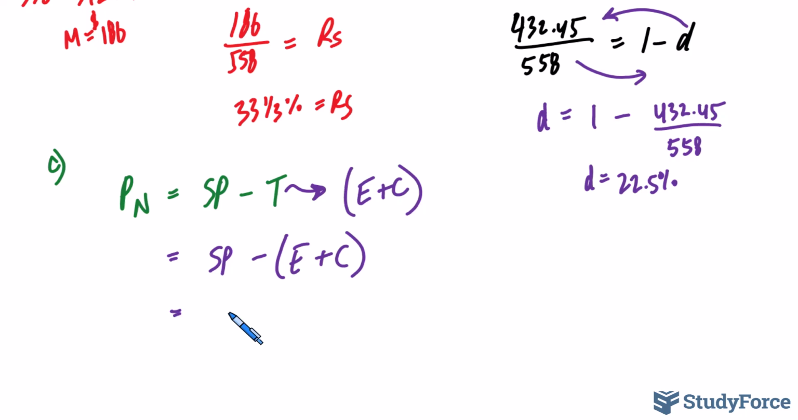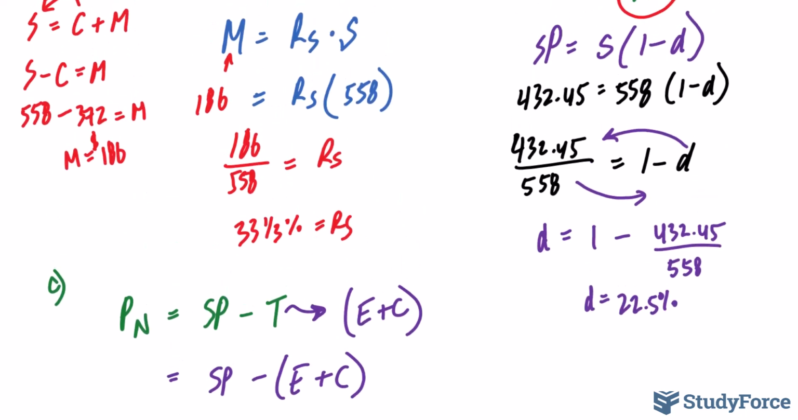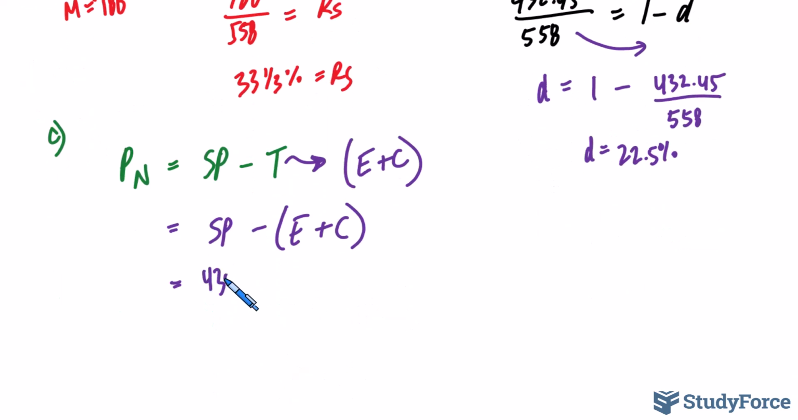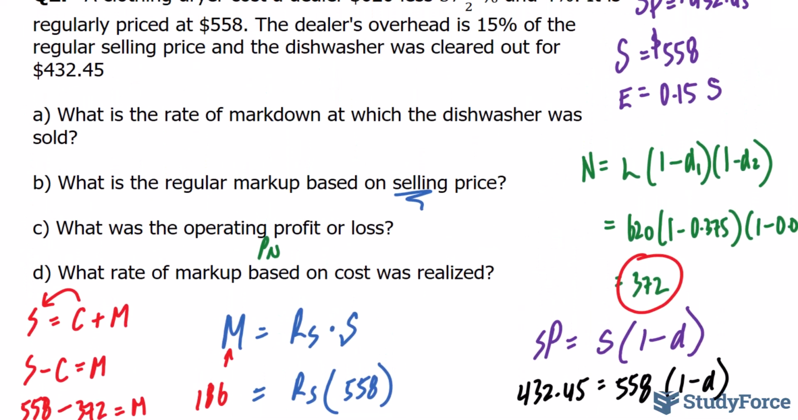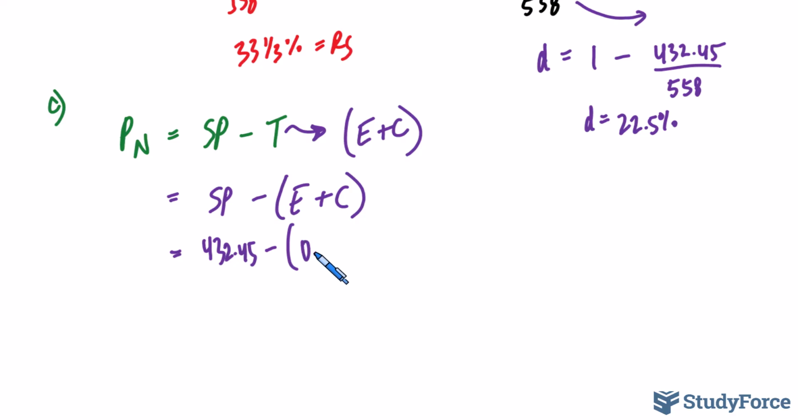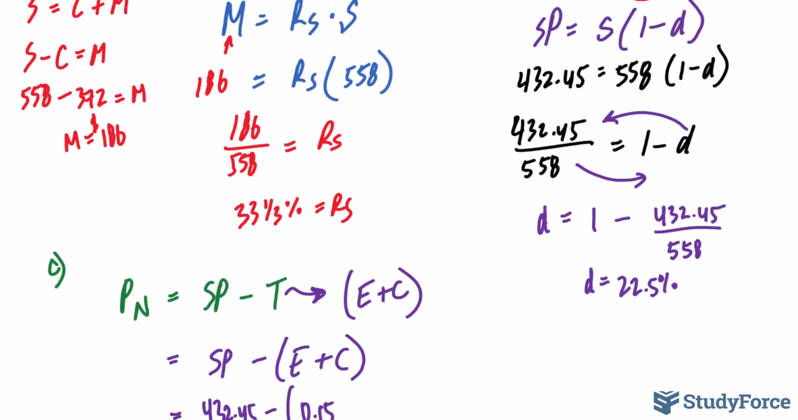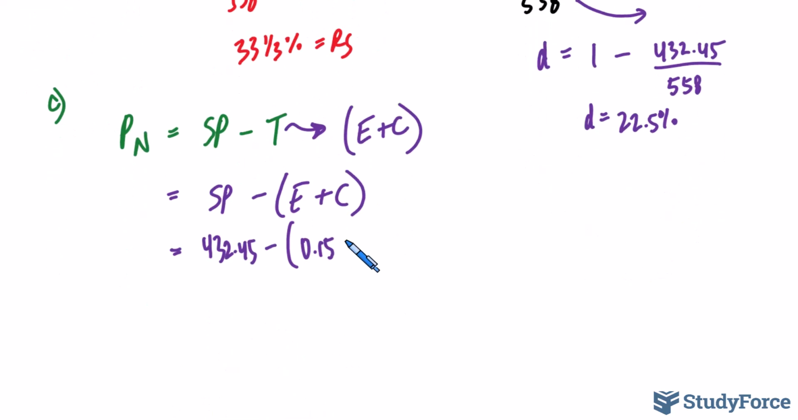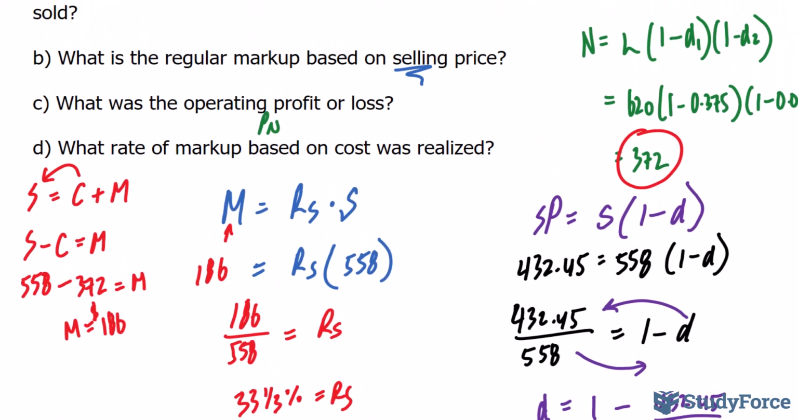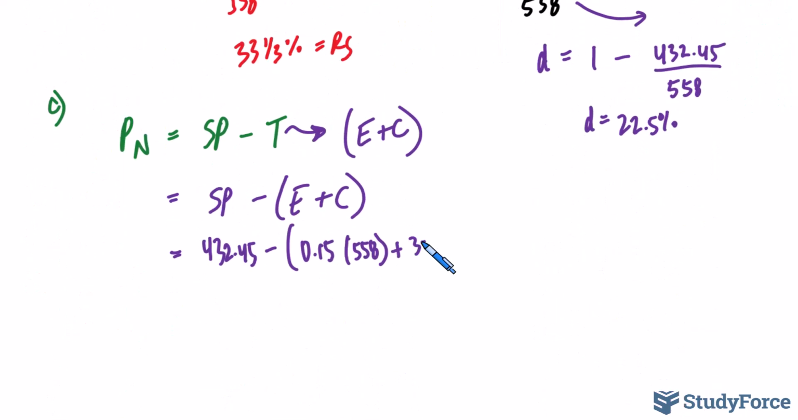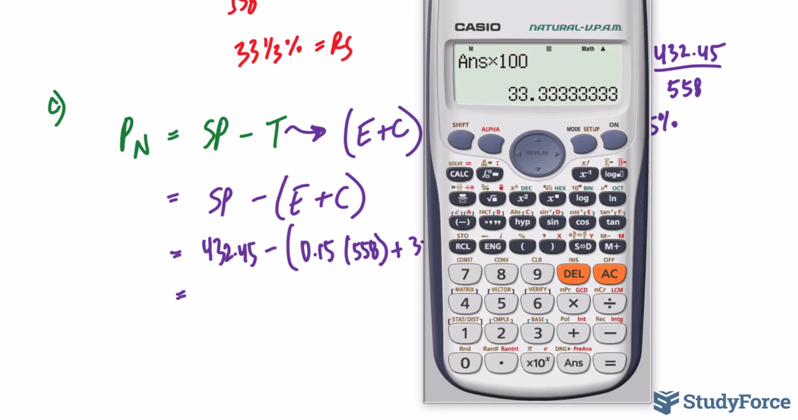Our sale price was $432.45. Our expenses, according to the question, were 15% of your selling price. So 0.15 of your selling price, which was 558, plus your cost. That's what we calculated at the beginning of the video, 372. If this output happens to be positive, then you've made a profit after discounting. And if it happens to be negative, that means you're losing as a result of this discount.